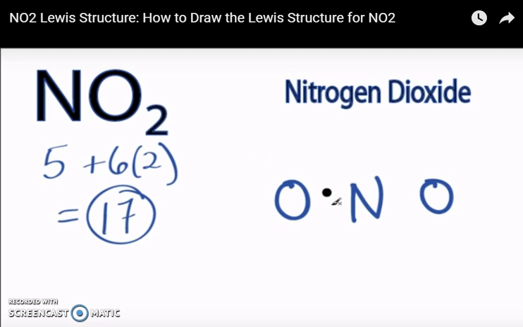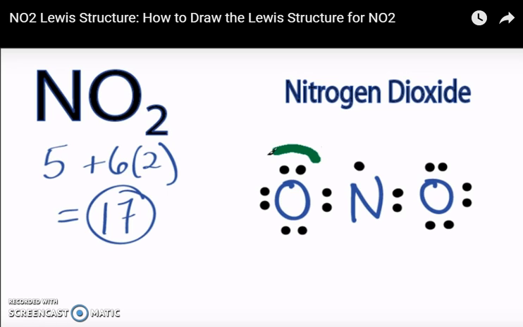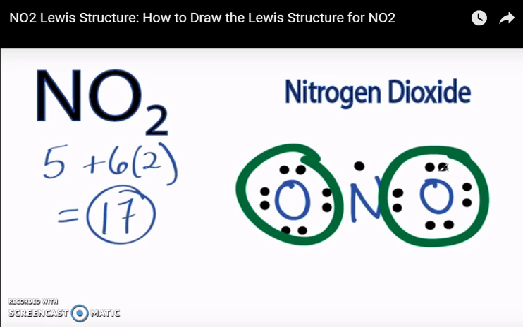We'll put 2 between atoms to form a chemical bond. Let's go around the oxygens, form octets. So we have 2, 4, 6, 8, 10, 12, 14, 16, and we have one more. We'll just put it right here. At this point, we've used all 17 valence electrons. This oxygen right here has 8, and this oxygen here has 8. So the octets are fulfilled for the oxygens.